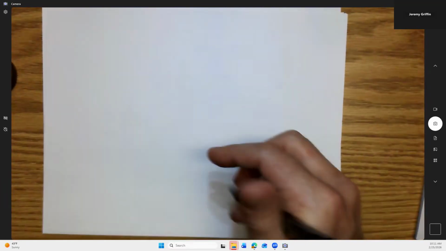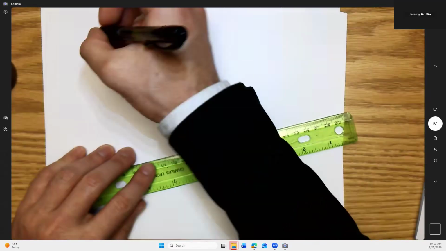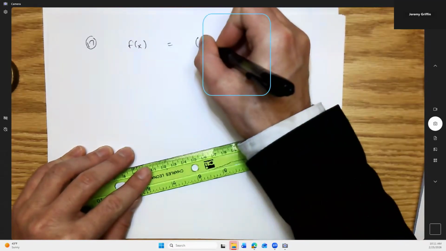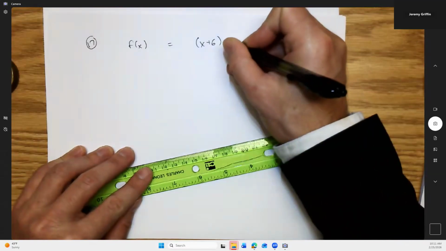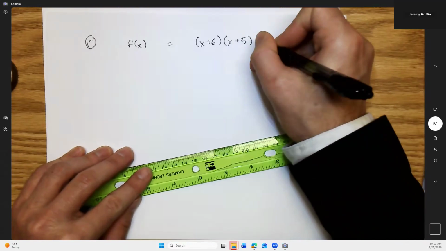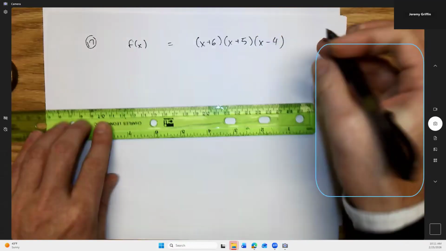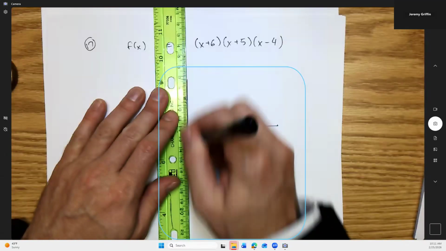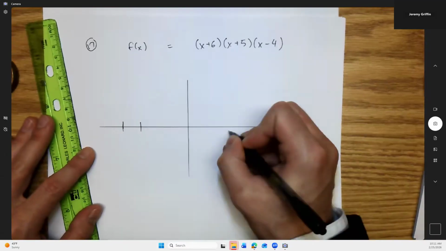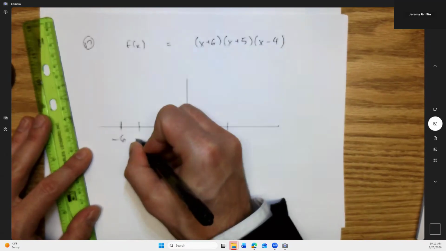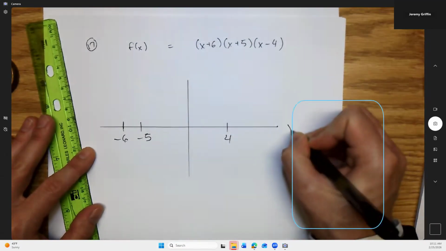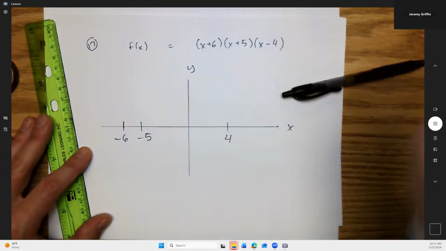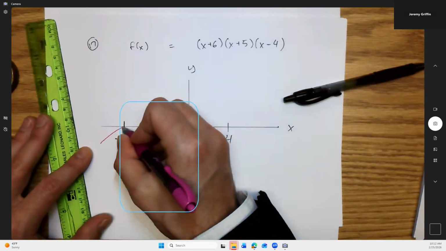Here, I'll draw this out too. It's number 17. We got f of x equals x plus 6, x plus 5, x minus 4. I'll show you guys exactly what this looks like. Got -6 here, -5 here, +4 here. It's x-axis, y-axis. Okay. So the original function did something kind of like this.